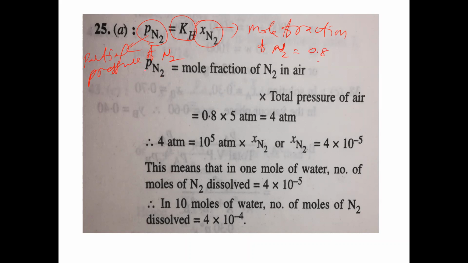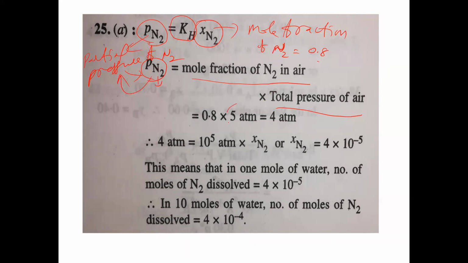And also P nitrogen is equal to mole fraction of nitrogen into total pressure, we can take now. It is Dalton's law. According to Dalton's law, partial pressure of nitrogen is equal to mole fraction of nitrogen in the air into total pressure. Is that clear, ma? So here what we have taken is partial pressure of nitrogen equal to mole fraction of nitrogen in the air into total pressure.